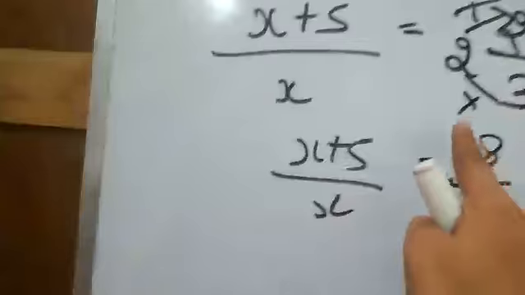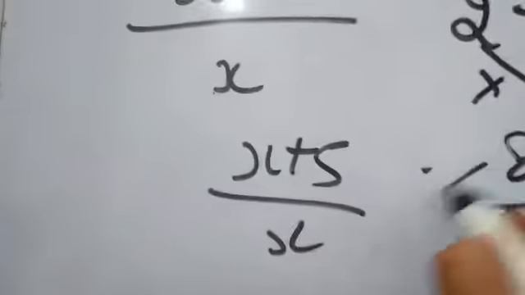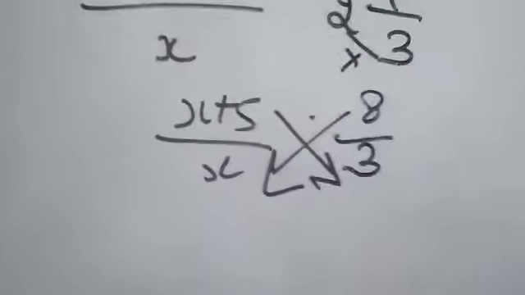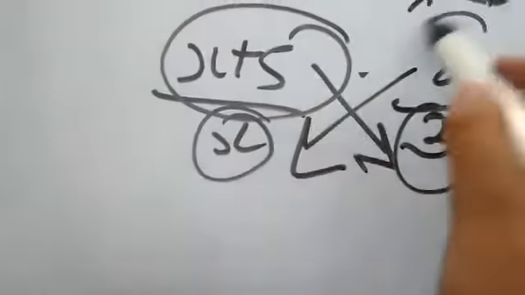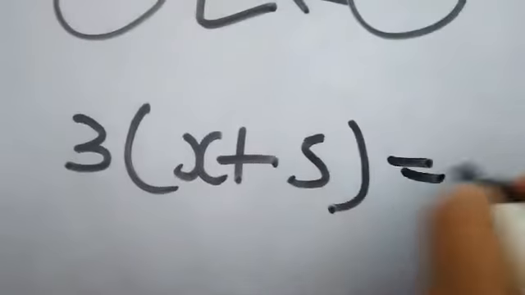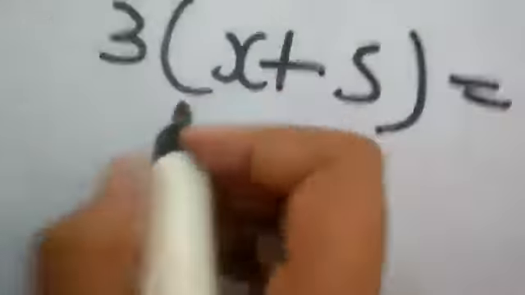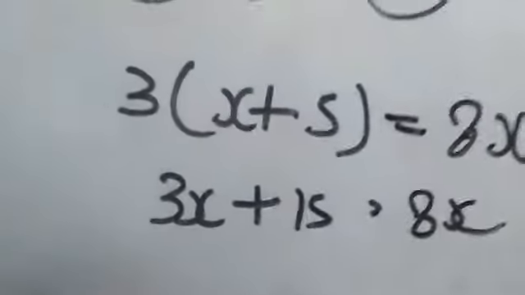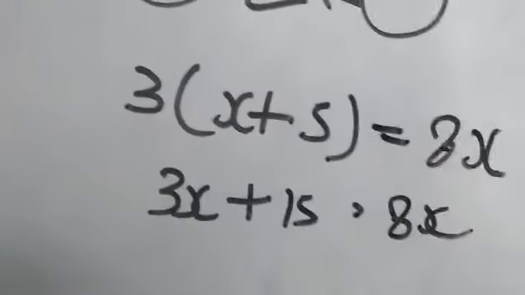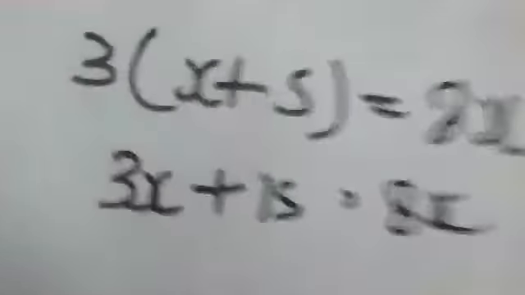Now we will do cross multiplication. 3 will be multiplied by this whole and x will be multiplied by this. So 3 into x plus 5 equals to 8x. Now 3 into x is 3x plus 15 equals to 8x. I am solving this by transposition method. This method is easy to solve and we quickly find the answer.